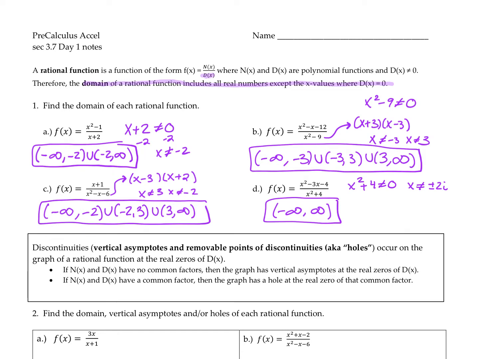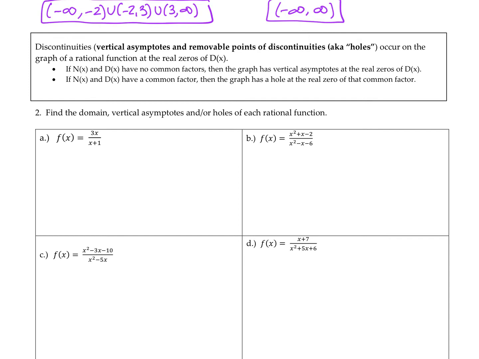Right, our next section now, we're going to identify vertical asymptotes and holes. And again, this relates to the domain because we're going to find these in similar ways. So if I have a vertical asymptote and a removable point, aka a hole, there's two scenarios. If the numerator and the denominator have no common factors, then the graph has just a vertical asymptote at the real zeros of the denominator. If the numerator and the denominator have a common factor, then there's a hole at that real 0.